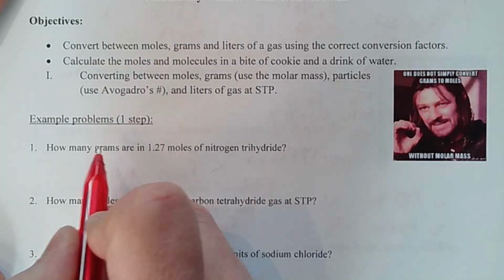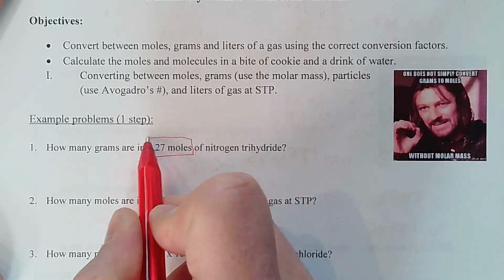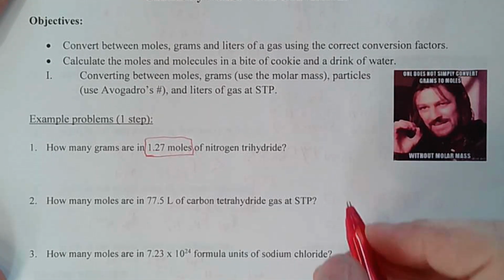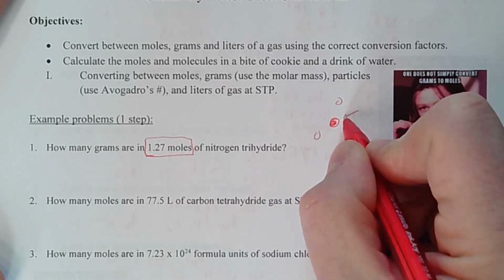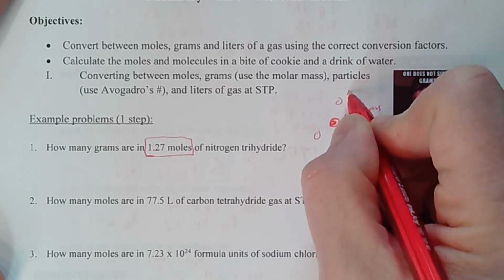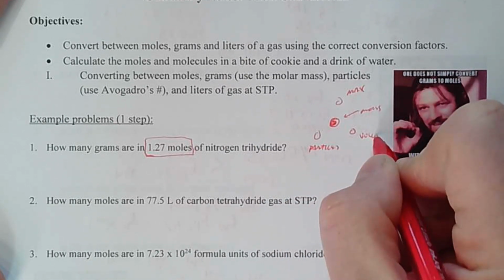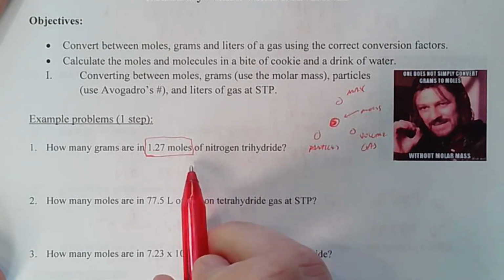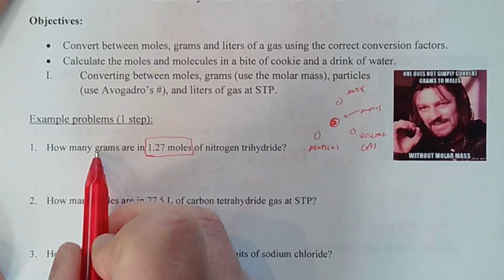All right, so in this first one, the quantity that we're given in the problem is this 1.27 moles. Now, if you're looking at your mole concept map, you notice moles is right in the middle. I'll just draw a crude one over here. There's moles. This is mass up here. This is particles. And this is volume of a gas at STP. So in this case, we're starting with moles, which is right here in the middle, and you want to get grams.